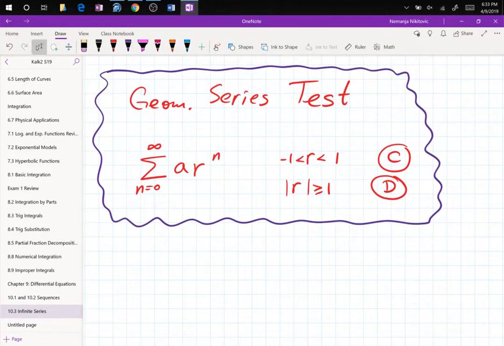Now let's take a look at the way you use this thing, because it does look weird, right? Say that your geometric series is 3 to the n from 0 to infinity. You don't have to write n equals. We know it's n equals. So you can just say 0 to infinity.